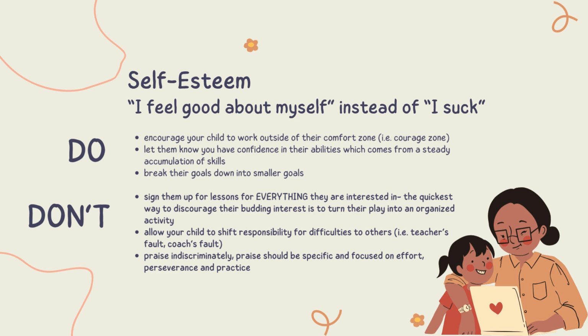When we allow our kids to pawn off responsibility, we encourage the idea that someone else is responsible both for the problem and for fixing it. We also don't want to praise indiscriminately. Praise should be specific and focused on that effort, like we talked about before, as well as perseverance and practice.